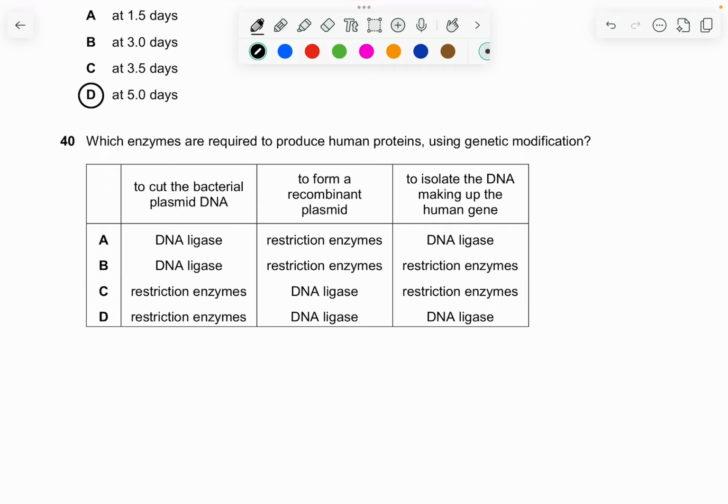Last question. Which enzymes are required to produce human proteins using genetic modification? So to cut the bacterial plasmid DNA, you use the restriction enzyme. DNA ligase is to stick them. To form a recombinant plasmid, you use a DNA ligase, correct? To isolate the DNA making up the human gene, that is use the restriction enzyme, not the DNA ligase. So the answer is C. Because remember, restriction enzyme is used twice in genetic modification, and DNA ligase is only used once, which is to join the both of them together and to form the complete plasmid, the recombinant plasmid.